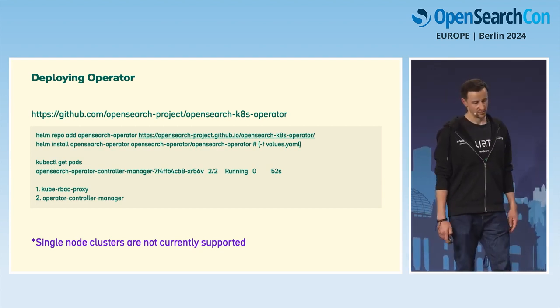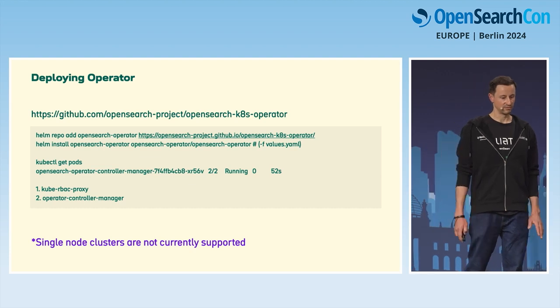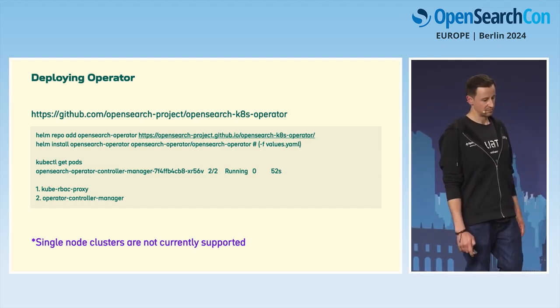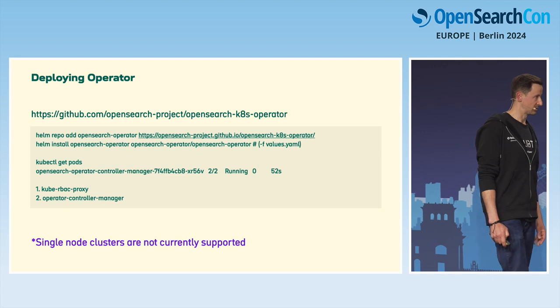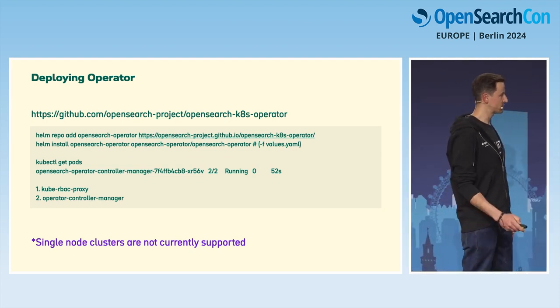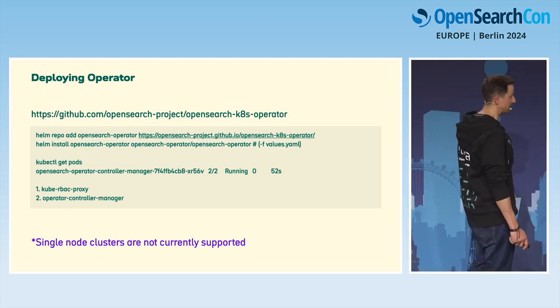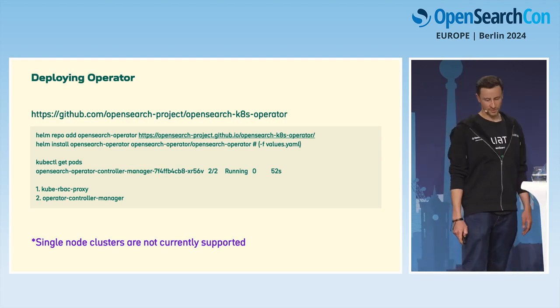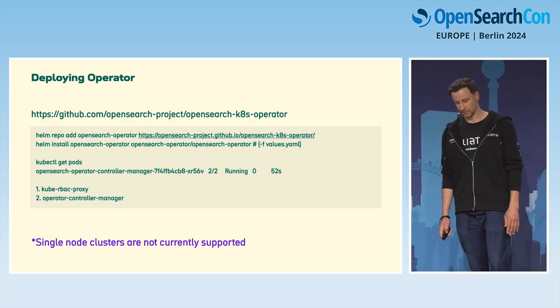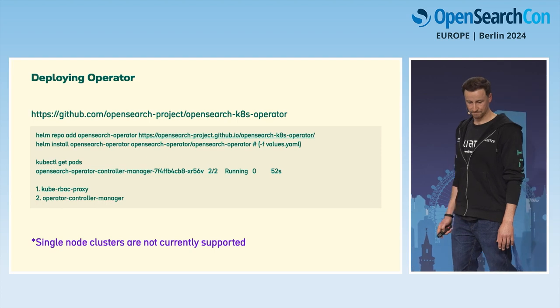The second one is the one that you're interested in. If something's not working, that's the one you want to get the logs from. The kube RBAC is not going to give you much information. Interesting caveat at the bottom: you can't run a single node cluster at this moment in time. It just doesn't work. You need a 3-master node cluster at least.